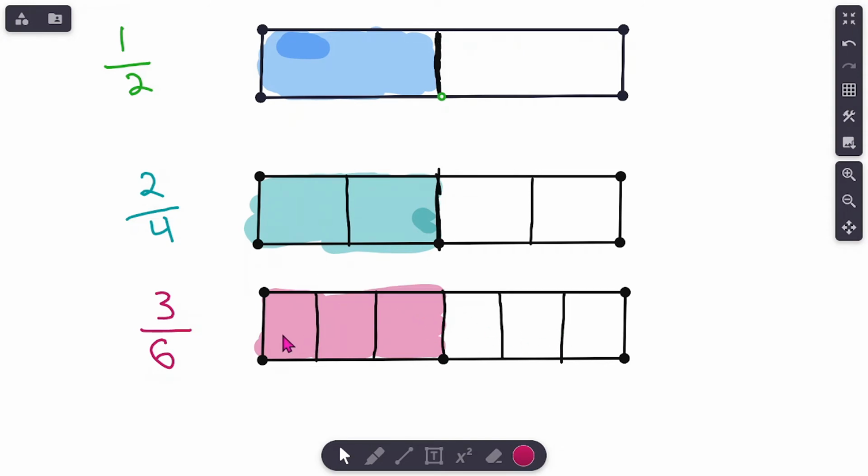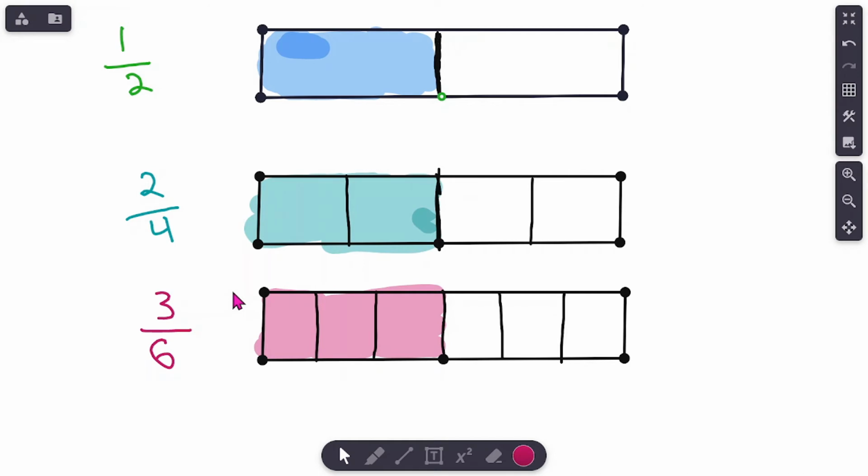Notice the pieces are getting smaller, but all 3 of these fractions are what? They're equivalent. You may be saying the same. You're exactly right. Get used to saying the word equivalent in math. Equivalent means equals. That means the same. All 3 of these fractions, this fraction bar shows us that they are equivalent fractions.